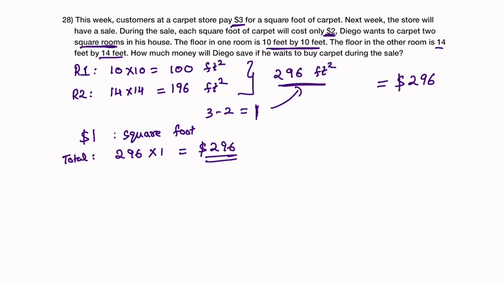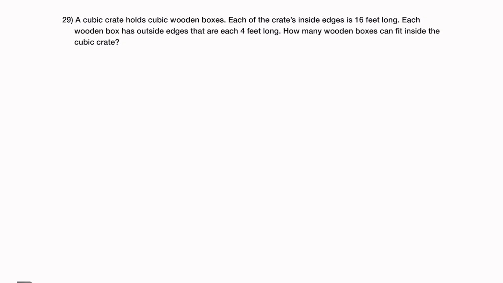Okay, and here comes the last question. A cubic crate holds cubic wooden boxes. Each of the crates inside edges. Okay, so it's a box, like this. And we're talking about, it says each of the crates inside. So the measurement is for the inside. The images are in your books.